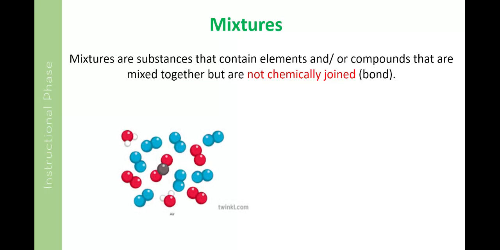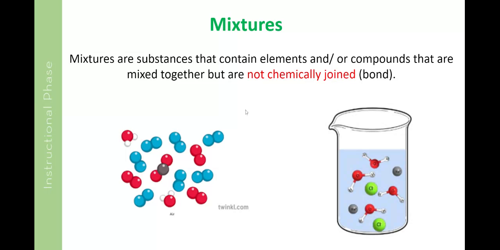So you can see here in this diagram, you've got different elements. So you've got this blue molecule here, you've got this red molecule, but you've also got compounds as well within this sample. And that shows me it's a mixture because there's different elements or compounds not chemically joined.